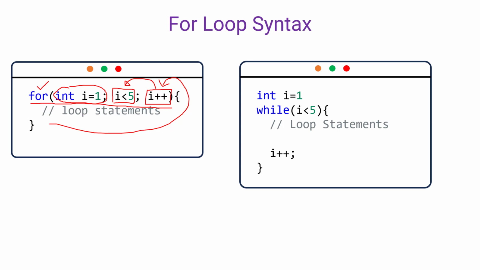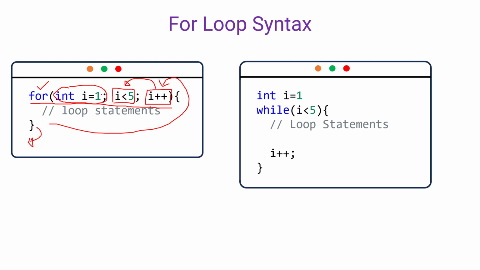In this manner, it will go on until I becomes 5. So 5 is less than 5, it's not a true statement or true condition. For that reason, it will exit the for loop and come to the next statement. So in this manner, for loop works.